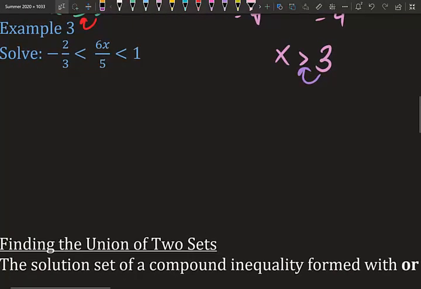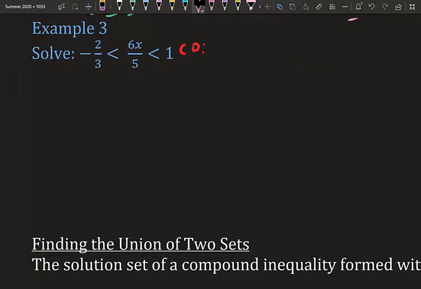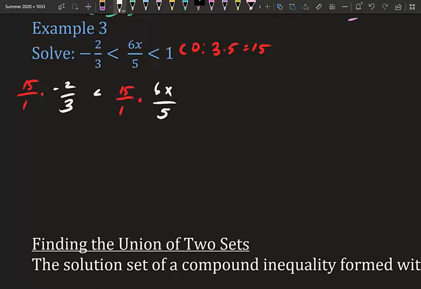All right, example 3. Let's go ahead and get rid of all these fractions. So our common denominator is 3 times 5, which is 15. So we're going to multiply everything by 15 over 1. So we have 15 over 1 times negative 2 over 3 is less than 15 over 1 times 6x over 5, and that's less than 15 times 1. There's no fraction, so we don't need to put it over the 15 over 1.